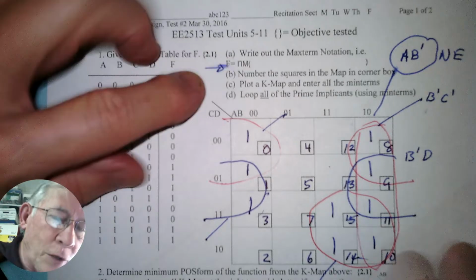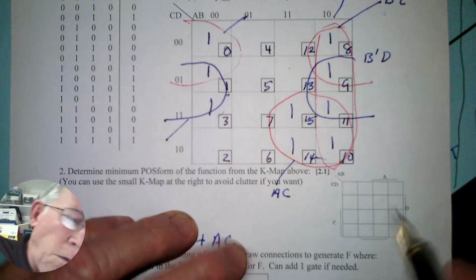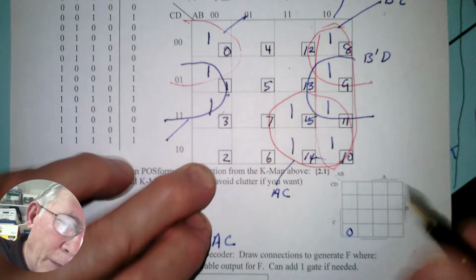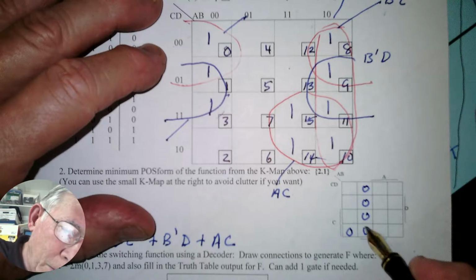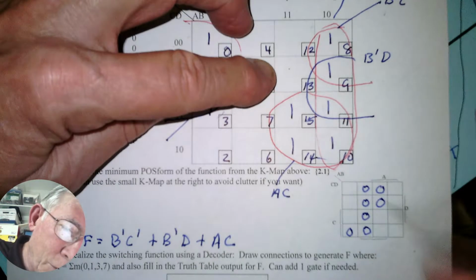If I wanted to fill out this, which gives us the max term, I'm going to need to plot the zeros. So down here in this little map, I'm going to plot the zeros and not the ones. So I have a 0 here, and then I have a whole row of zeros, a whole column of zeros, and then I have 2 zeros up here. This whole column is 1s.